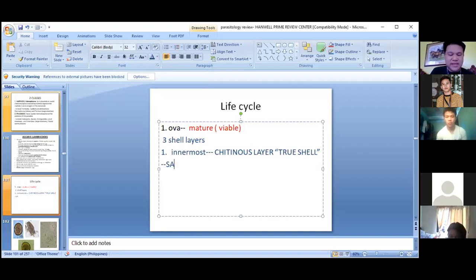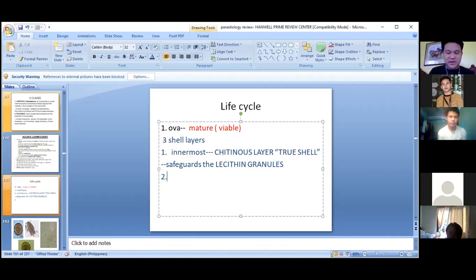Because it safeguards the vitelline layer. It safeguards the lecithin granules. The most important part of the ova would be the lecithin granules. That develops into the parasite, the lecithin granules. So the innermost layer would be the chitinous layer, which safeguards the lecithin granules.